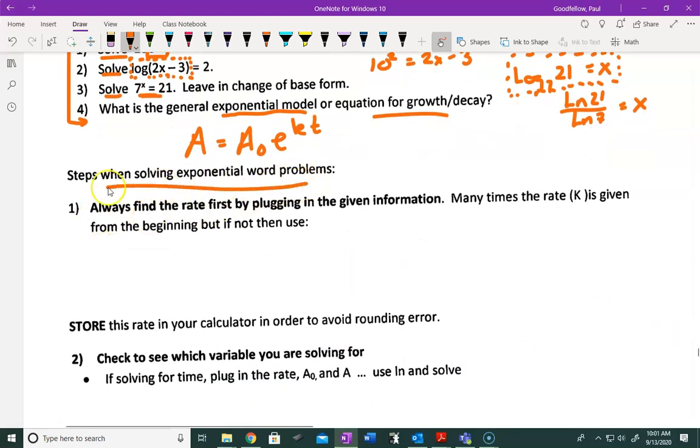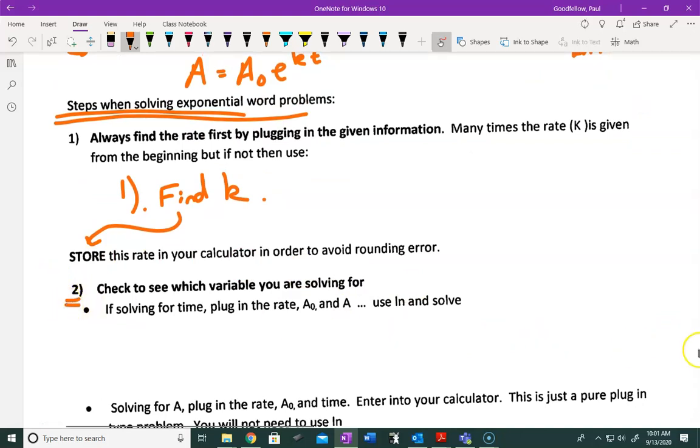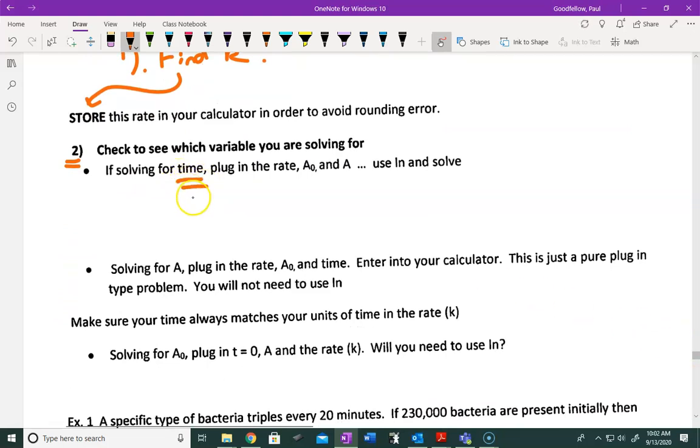Now, steps to solving any one of these word problems. Again, I cannot emphasize enough how many times you're going to actually be given questions where, number one, you're going to want to actually find k first. And once you find that value of k, you're going to want to store that value of k in your calculator so that you can, two, solve for either one of the two possible ideas that comes next, which is either you're solving for time, and you plug in the rate and a sub o and a, and you solve for time, or you're solving for a, where you plug in the rate and a sub o and time, and you solve that one using your calculator.